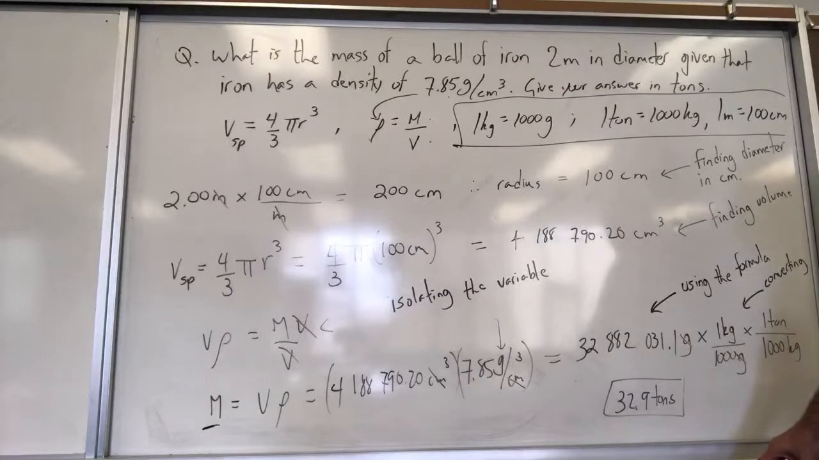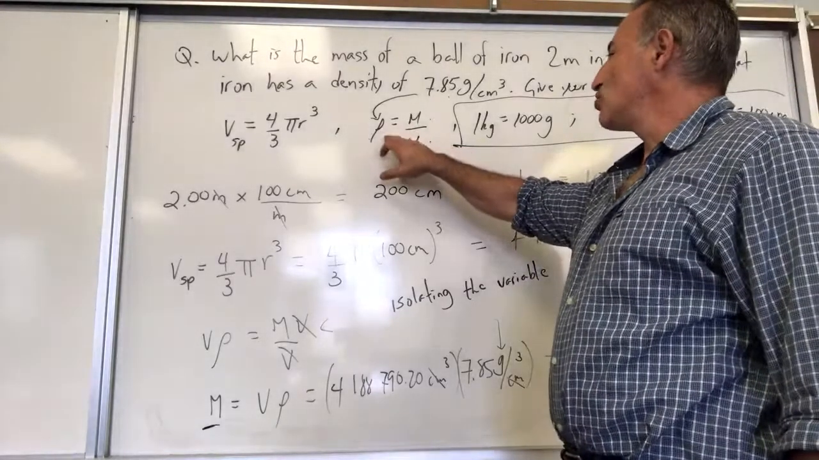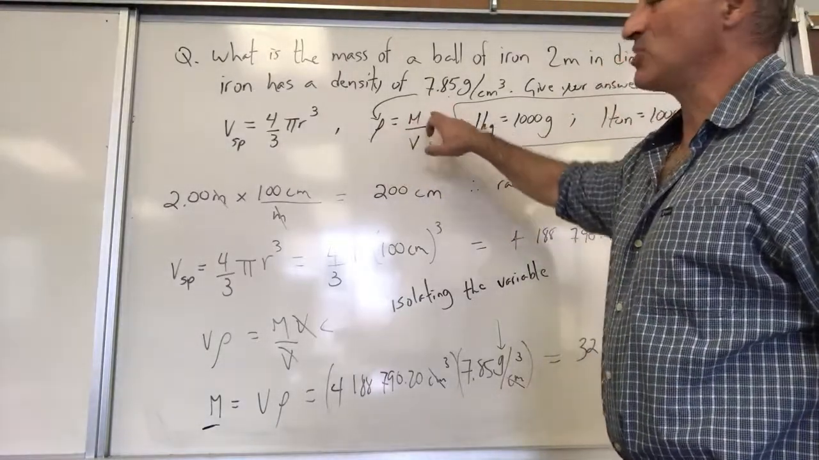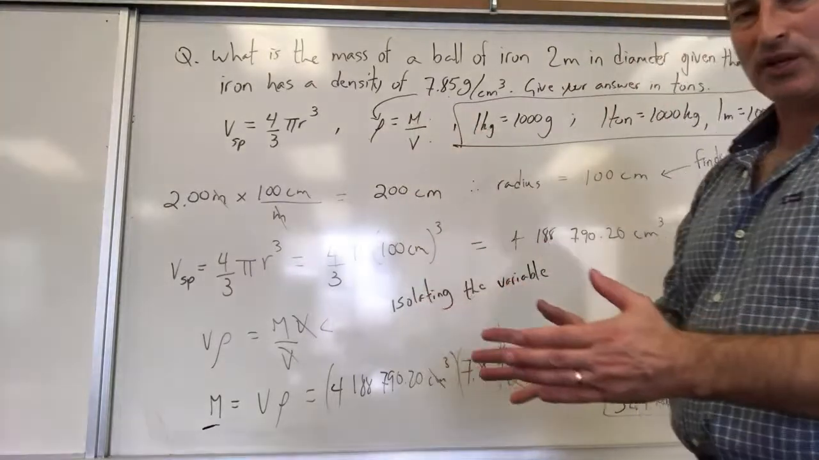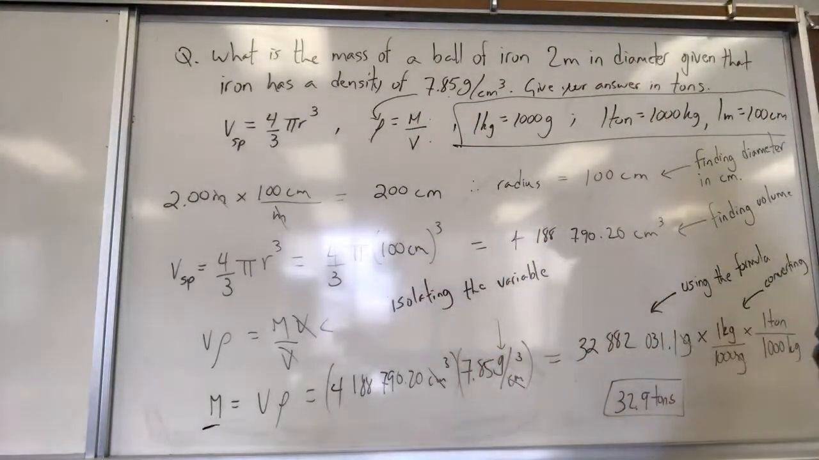So the very first part of this problem solving approach is to find the diameter of a ball in centimeters. Why would I do that? Because the density is usually expressed in units of grams per centimeter cubed. So you've got to align all the units so that the numbers make sense.